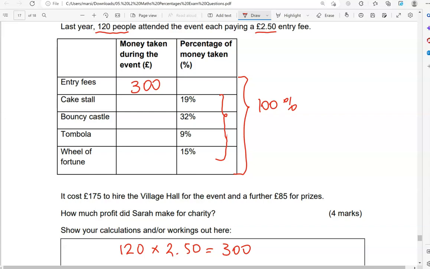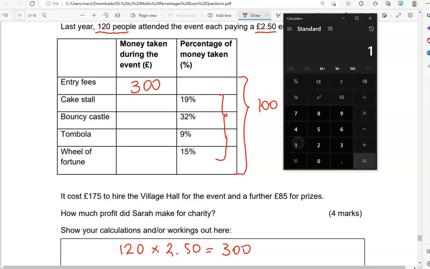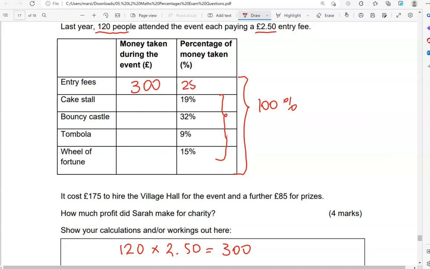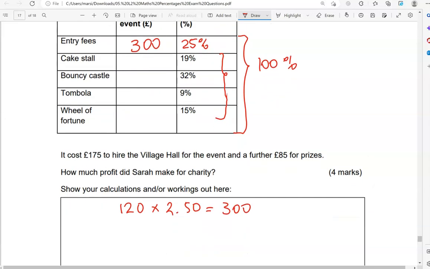So 19 add 32 add 9 add 15 gives us 75%. So that's the difference, 25%. So 100 take away 75 gives us 25%, a quarter. So a quarter is 300. So the full 100% should be 300 times 4, or 4 times 300, which is 1,200.